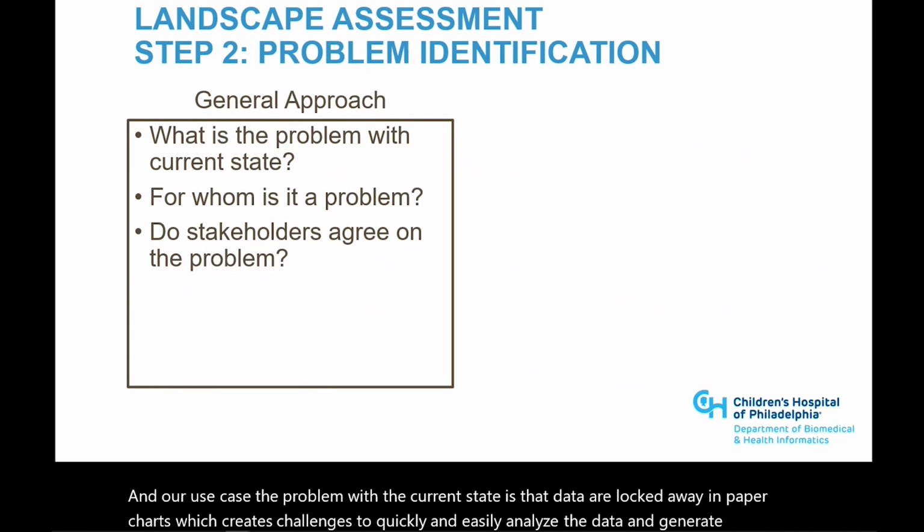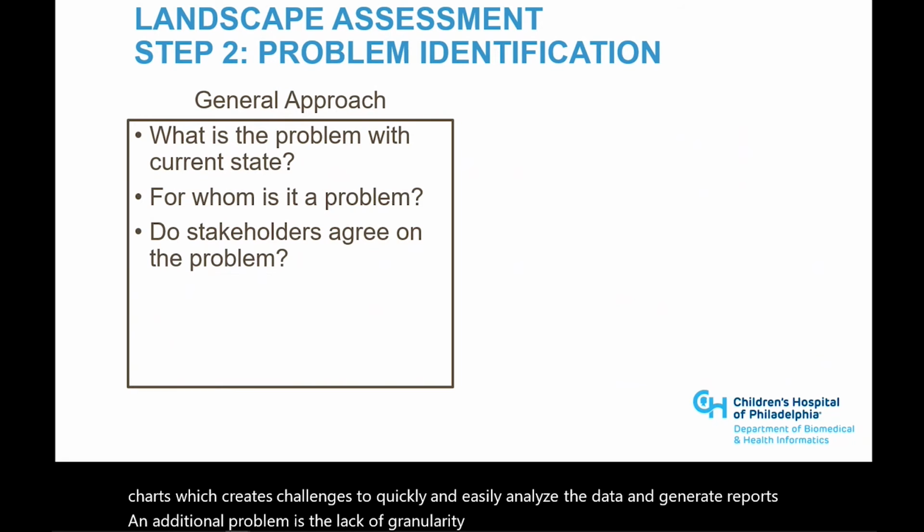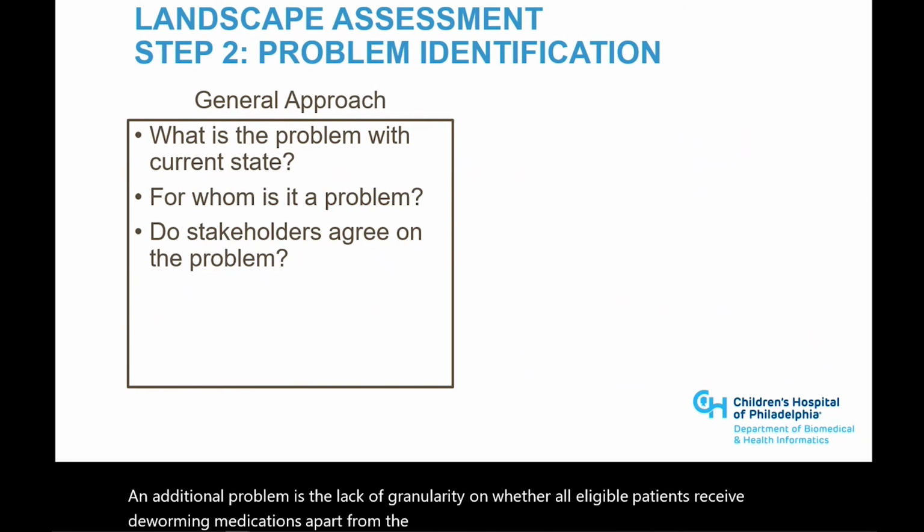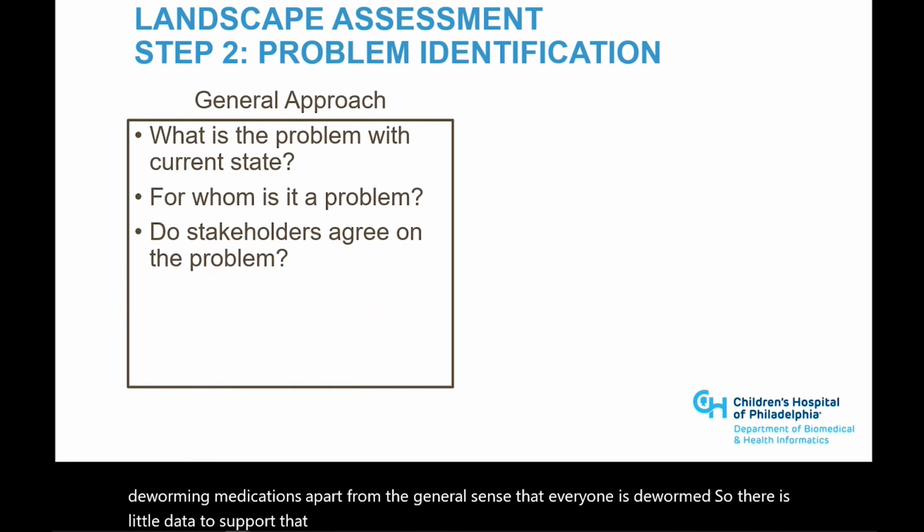An additional problem is the lack of granularity on whether all eligible patients receive deworming medications, apart from the general sense that everyone is dewormed. So there is little data to support that all eligible patients have been reached. When these problems were discussed with the clinic leaders, they agreed that these were the problems.